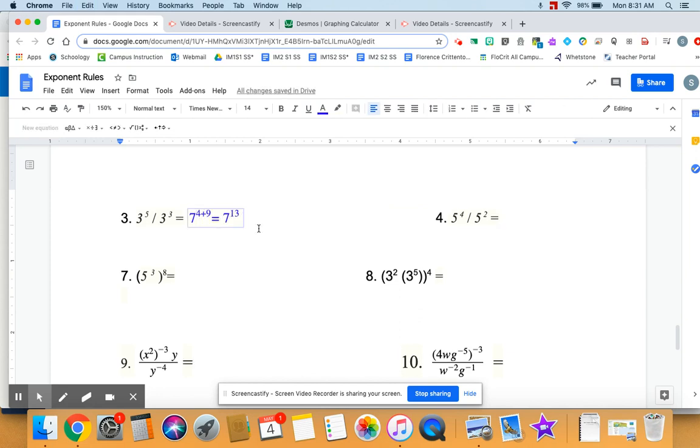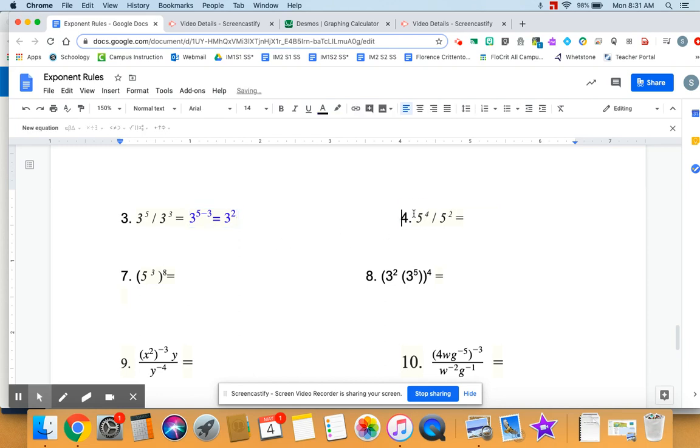So for this one, 3 to the power of 5. And for dividing, remember you subtract, because if they were on top and bottom, it would just cancel itself away. And 5 minus 3 is 2. So it becomes 3 squared.